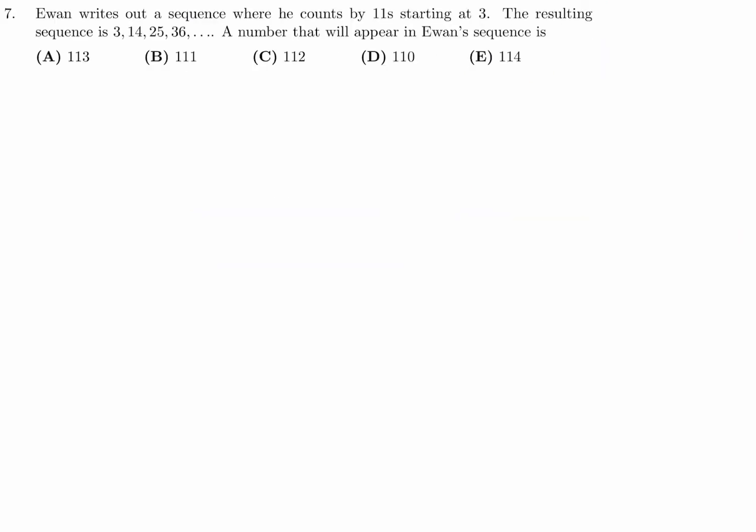Ewan writes out a sequence where he counts by 11 starting at 3. The resulting sequence is 3, 14, 25, 36, and so on. Which number will appear in Ewan's sequence? Well, I guess you just keep adding 11. So get out your calculator and just keep adding 11 to 36. And eventually you'll get to 102. Then the next one will be 113, then 124, and so on. So of these answer choices, the one that's going to be part of that sequence is 113. So number 7 would be A.